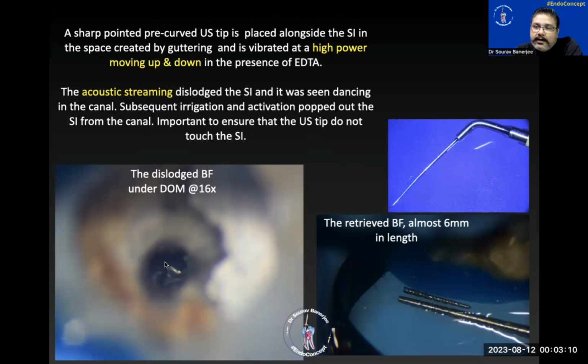When we activate, we have to activate the ultrasonic instrument at the outer stroke. So when we do that, the instrument dislodges and it jumps up in the canal, and it can easily be retrieved, maybe sometimes even with just irrigation, as you can see. So we have just placed the instrument in this space, and we activated and pulled it up, and the instrument pops out. So this is the acoustic streaming that happens because of the ultrasonic vibration and the impulsion that actually lets the instrument pop up in the canal.